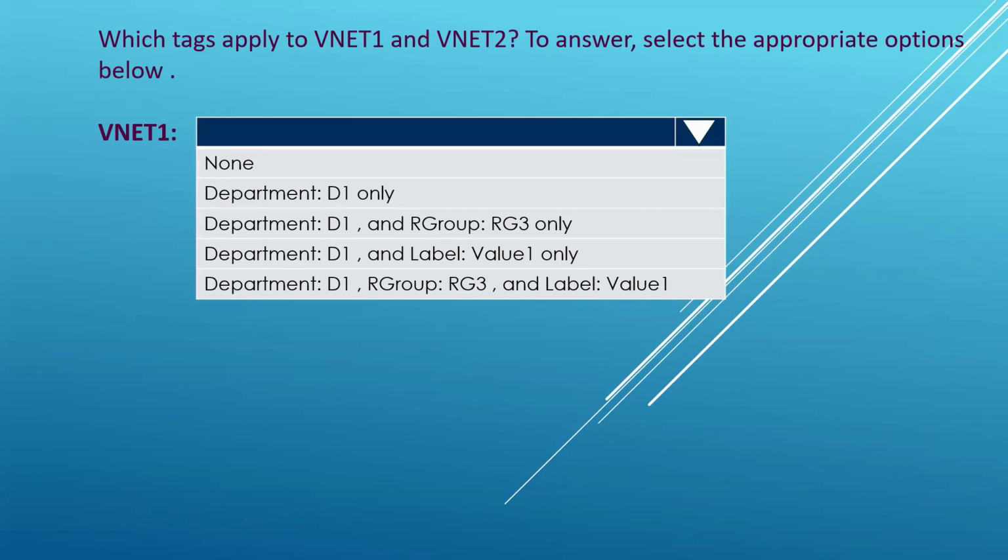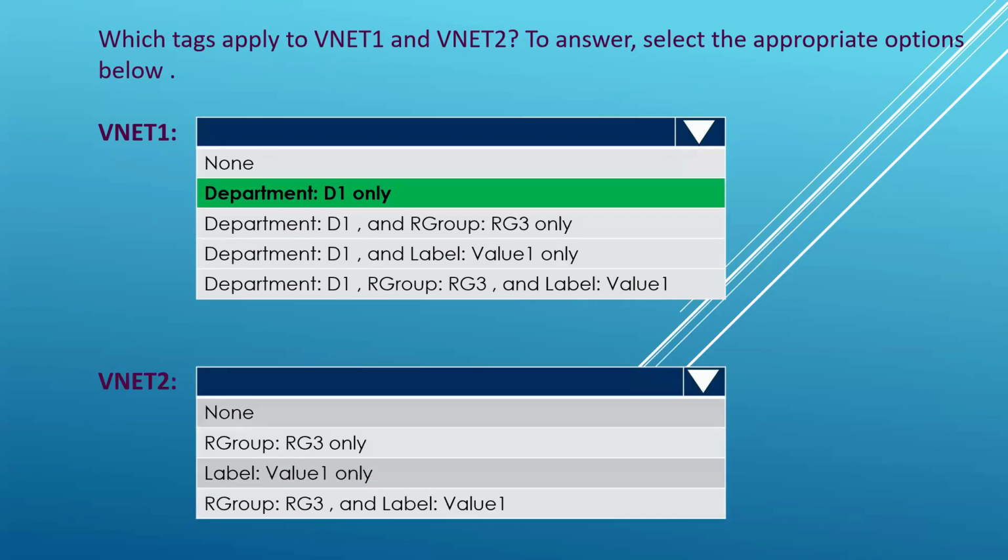Whenever you have questions related to assignment of a new policy, then remember by default, the assignment of a newly created policy will only take effect on the newly created resources. That is, the resources that are going to be created after the policy has been applied. Existing resources will need to be updated using a remediation task after the policy is assigned. Here in this case, there is no mention of a remediation task. So VNet1 will only have one existing tag, which is department D1 only.